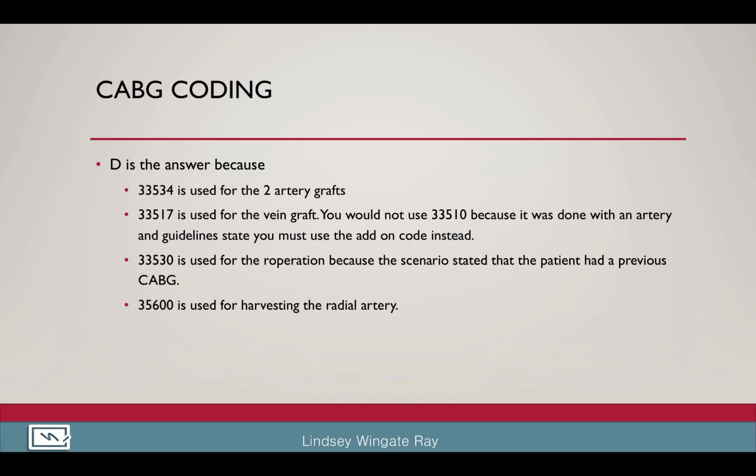You should have gotten 33534, which is used for the 2 artery grafts. Remember, there were 2 arteries and 1 vein.